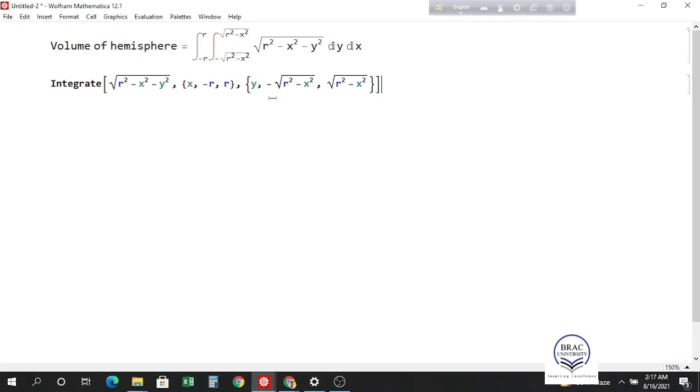So I wrote the expression inside the Integrate function. Then I put the limits in reverse order. For dy dx, I put the limits of x first, then y. Now if we press shift enter, we'll get the output. It will take some time, so let's wait. So we get 2/3 pi r cubed, which is the volume of the hemisphere.